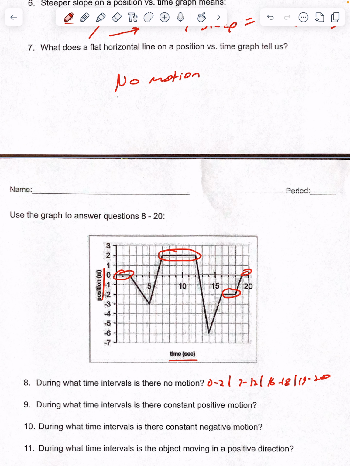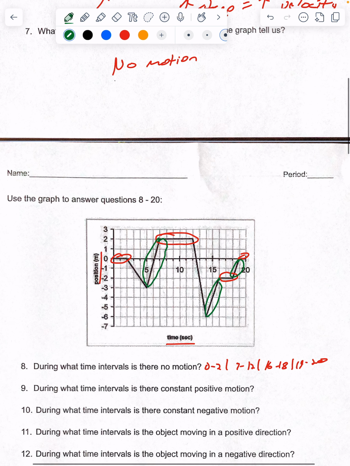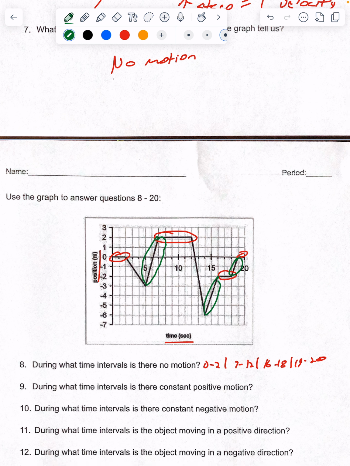Now, during what time intervals is there constant positive motion? Let me switch colors here. Constant positive motion would be here, because you're going up, and then right here, and then here. So there are 3 times you're going in constant positive motion. I would say 5 to 7, 14 to 16, and 18 to 19.